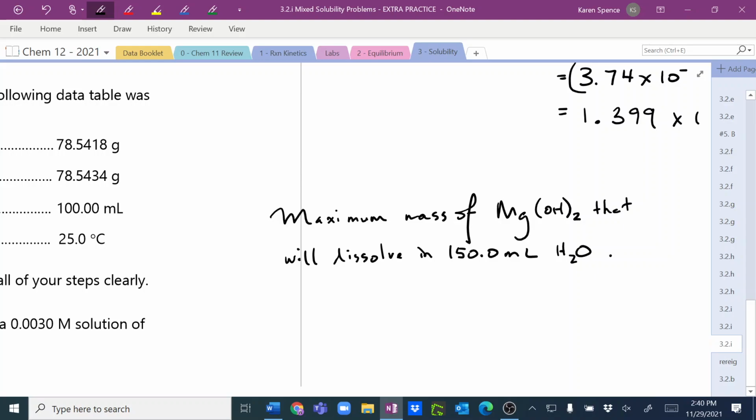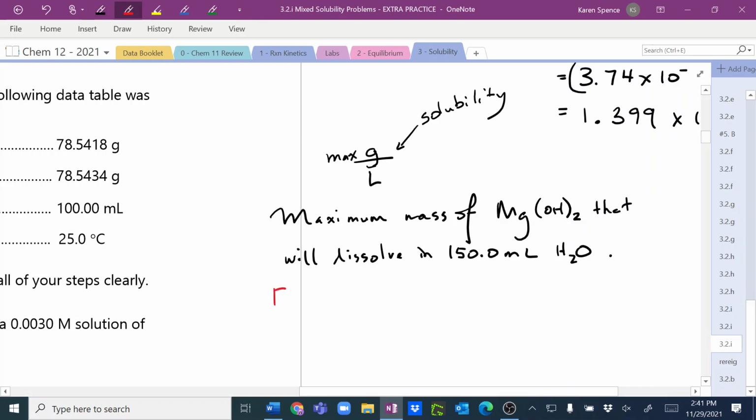So, maximum mass of Mg(OH)2 that will dissolve in 150 milliliters of water. Well, I want the mass that will dissolve in a particular volume. What's that? Solubility. So the tricky part of this question is saying, what is the question asking me for? If I want the mass in the volume and I want the maximum in particular, that's going to be our solubility. So we're looking for solubility.